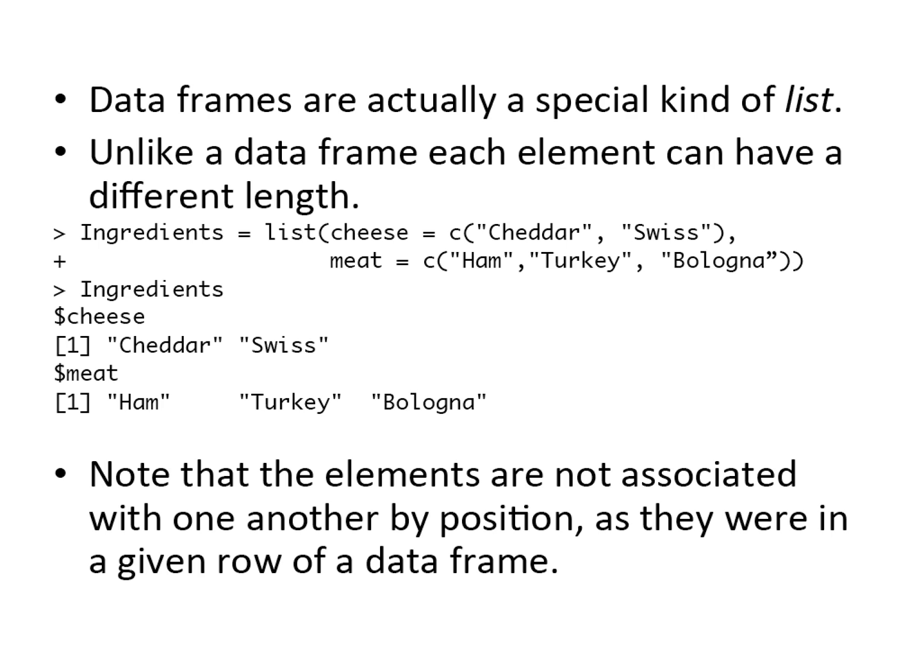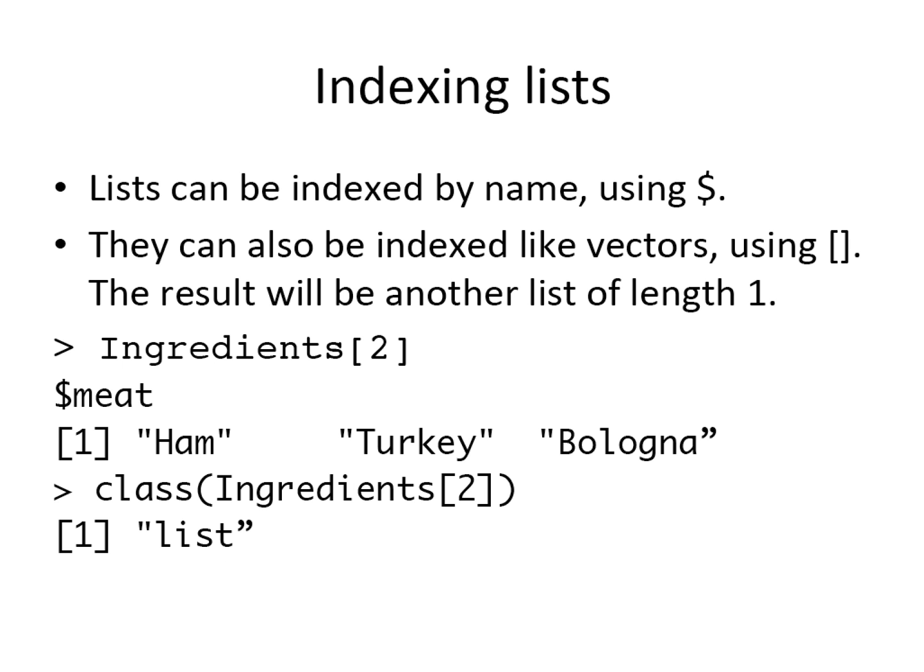We don't have the same position information, the same vector information as we did before. We can still use the $ indexing by name. We can use the square brackets to index like vectors. So let's see an example. There's just one little trick that I'm going to build up to here.